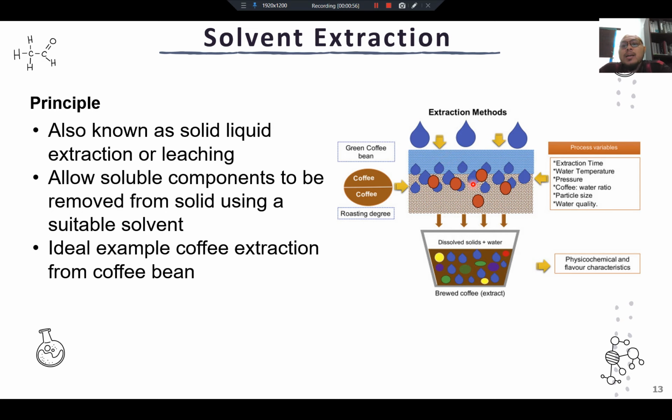So you leach, for example, from the fire debris, you leach it into the solvent, and then you extract from the solvent. Then you run it under the instrumentation.